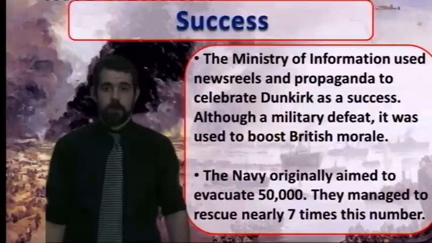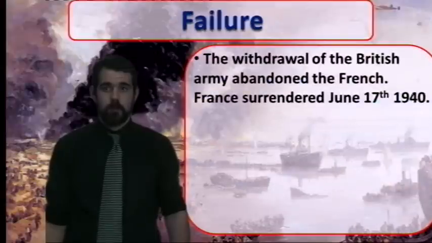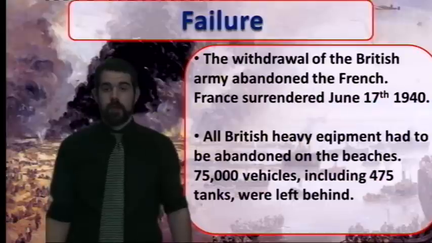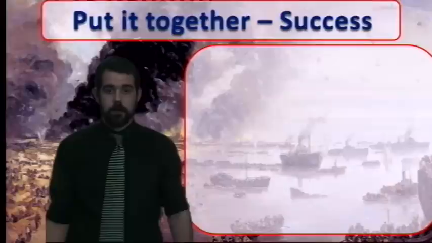I also need to use my own knowledge on the failure side. So, the withdrawal of the British Army at Dunkirk meant that the French surrendered shortly afterwards, and British had to abandon all of their heavy equipment on the beaches. So those are 2 extra reasons that aren't in the sources from my own knowledge for both sides of the argument. So now you need to put it together.